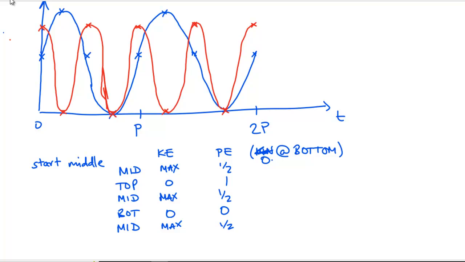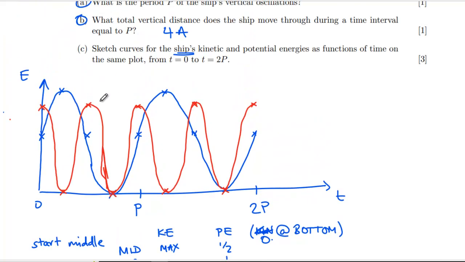So I think that is everything they actually wanted. I've gone on waffling about this for a while. Sketch curves for the ship's kinetic and potential energies as functions of time on the same plot. So the only thing we don't know, as I said, is which one's going to be higher. Maybe the red one would be higher.